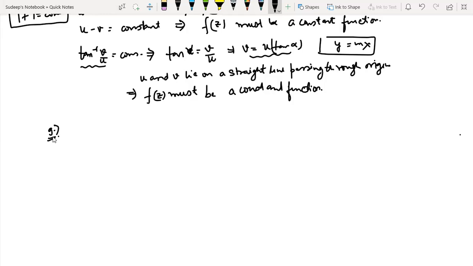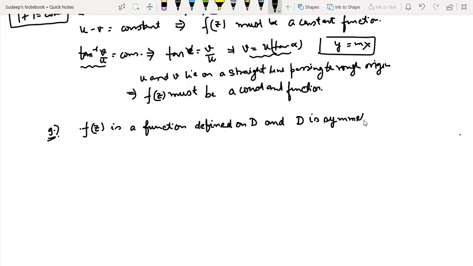So let me write an important thing. Okay, so if I'm defining a new thing first, if f(z) is a function defined on D, and this domain is such that D is symmetric about the x-axis.